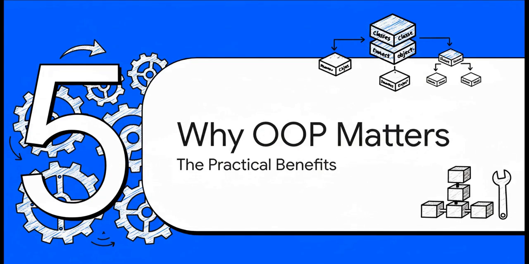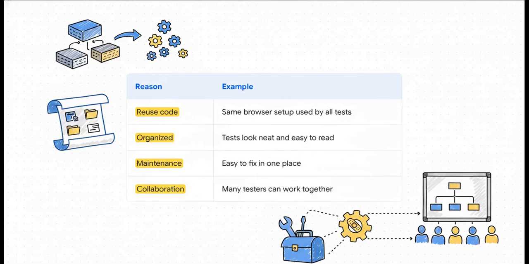Okay, so we've seen the theory, we've seen a real example. Let's bring it all home. Why should you, as an automation tester, actually spend time learning this stuff? Like, what's really in it for you? Look, it really boils down to these 4 huge benefits. First, you get to reuse your code, which saves an incredible amount of time. Second, your whole test suite becomes way more organized and easy to read. Third, maintenance becomes a piece of cake.